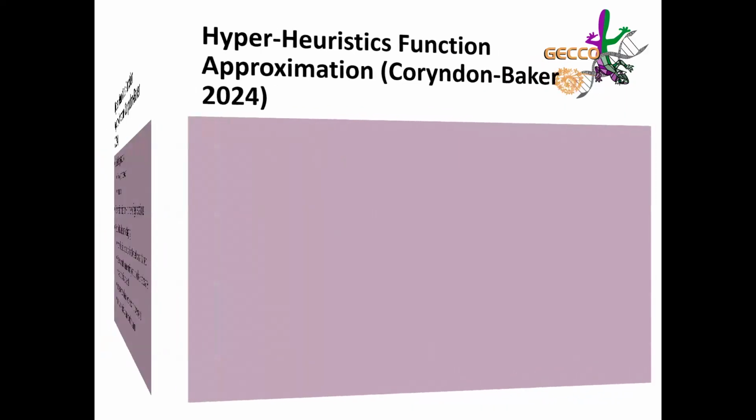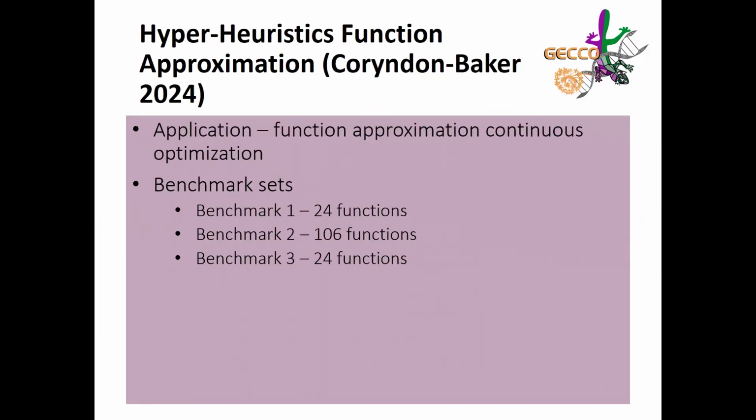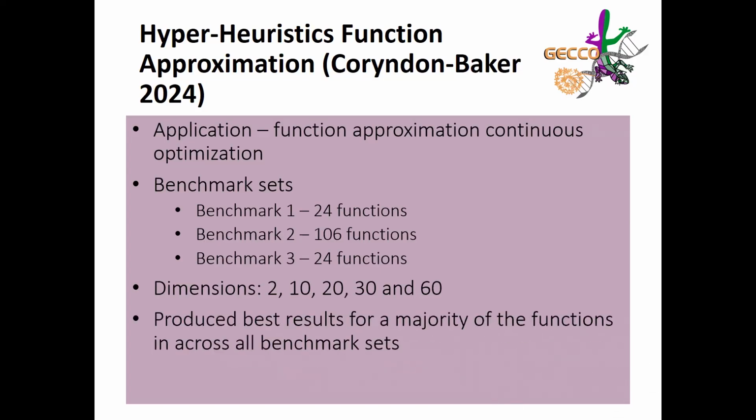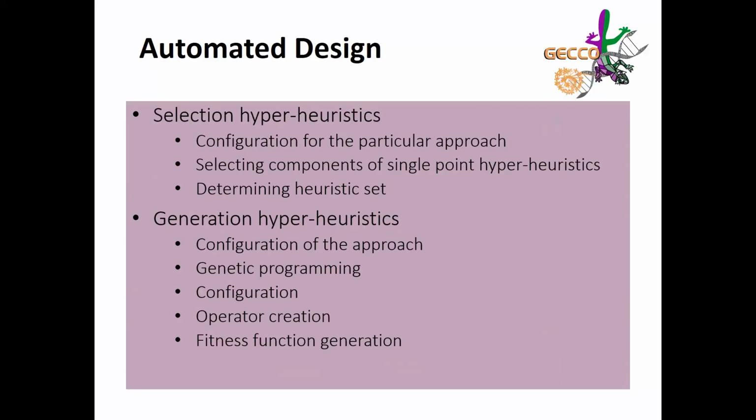And then again, he had different benchmark sets that he used from the literature, so he could compare his work, one with 24 functions, one with 106 functions, and one with 24 functions. And then a different one, and we tried it for the different dimensions for function approximation, and it basically produced the best results across all data sets, for the majority of the functions.